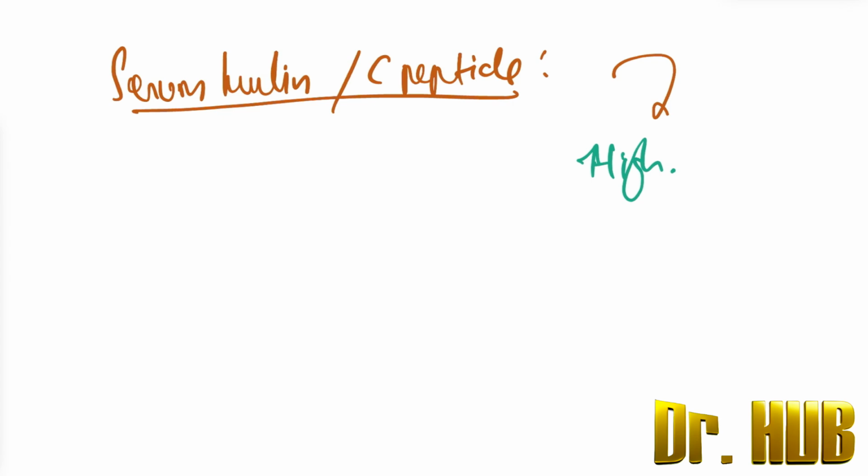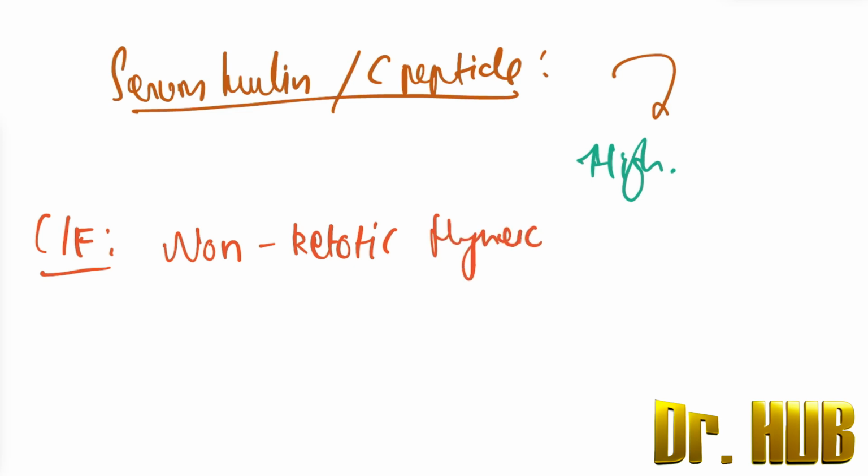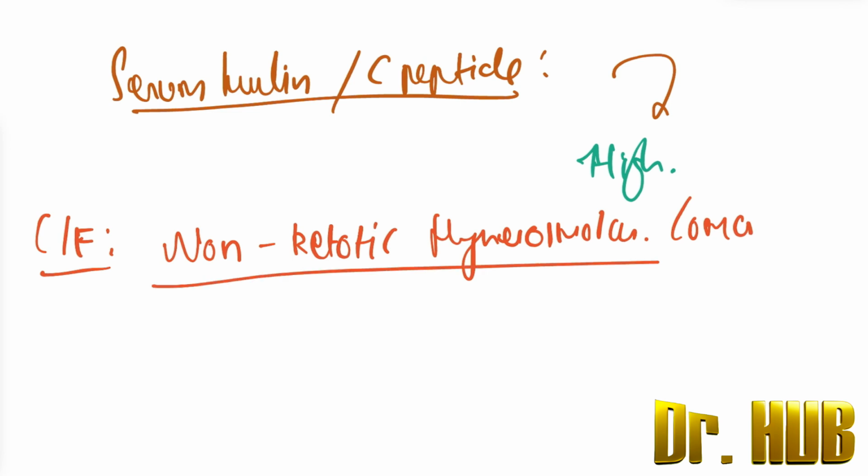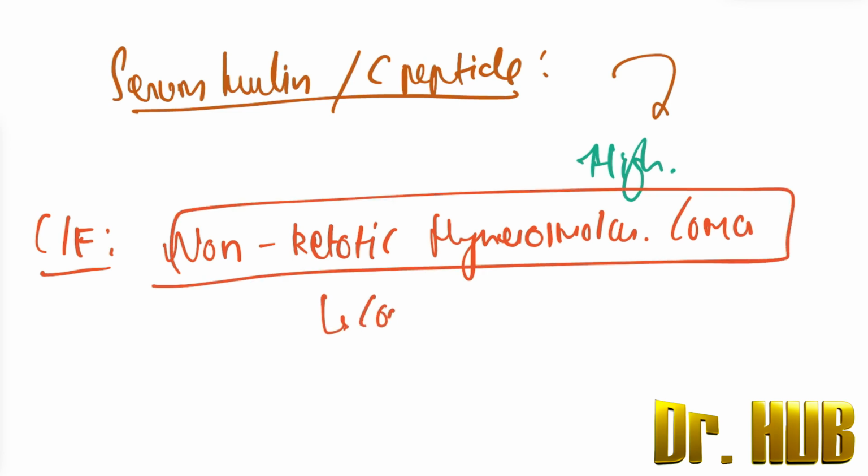Then let's look at the CF, that is the clinical features of Type 2. In Type 1 there was diabetic ketoacidosis, here it is non-ketotic hyperosmolar coma. This is common.